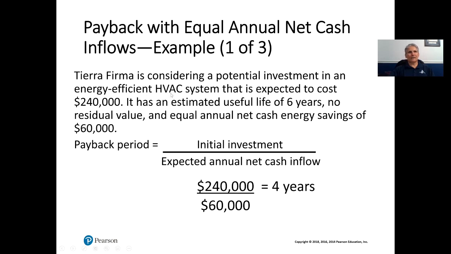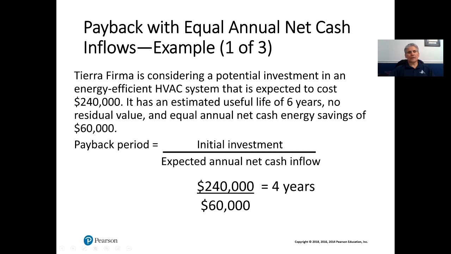This would be like some kind of a central heating or air conditioning unit. $240,000, that's what the initial cost is. Its estimated useful life is 6 years, so it's going to last for 6 years, with no residual value, meaning when we're done with it, it's just scrap. We can't resell it. If it had some, we'd be able to resell it, and we don't have any. And equal annual net cash energy savings of $60,000.